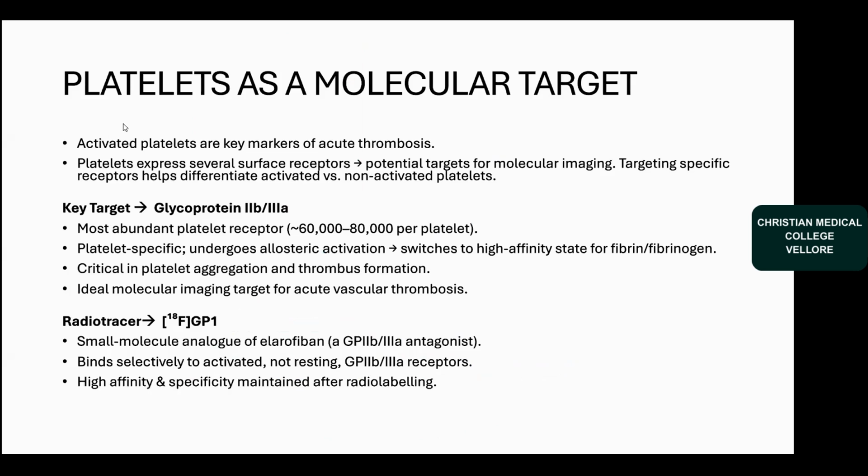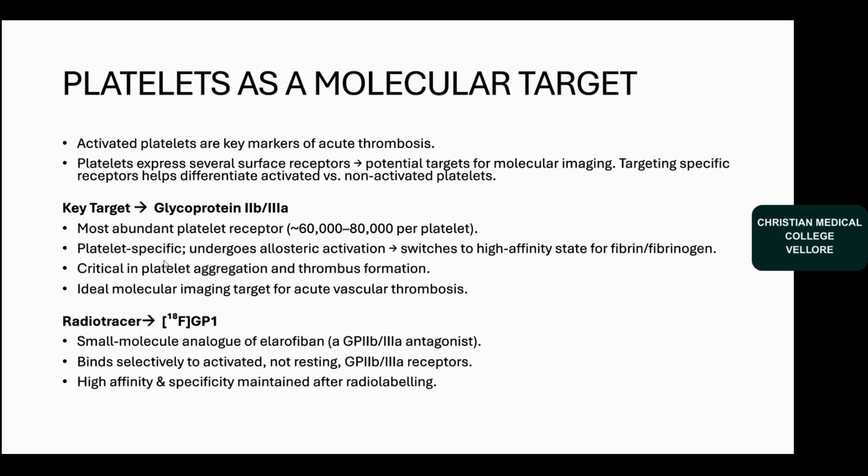So next, platelets as a molecular target. Activated platelets are key markers for acute thrombosis. Platelets have several surface receptors which can be potential targets for molecular imaging. If we look at this target, glycoprotein 2B3A, it is present in activated platelets, not in normal platelets, and it is abundantly present, around 60 to 80,000 per platelet.